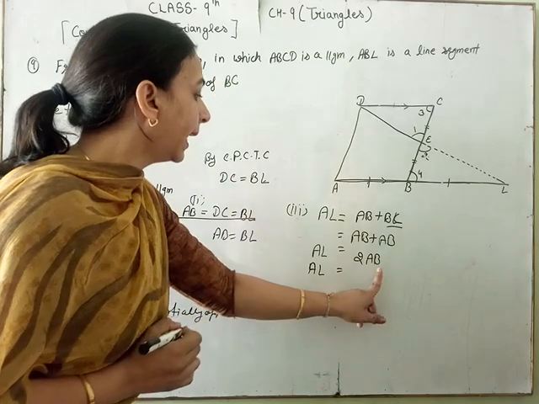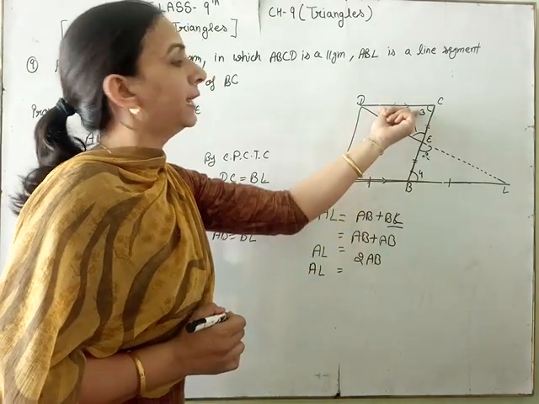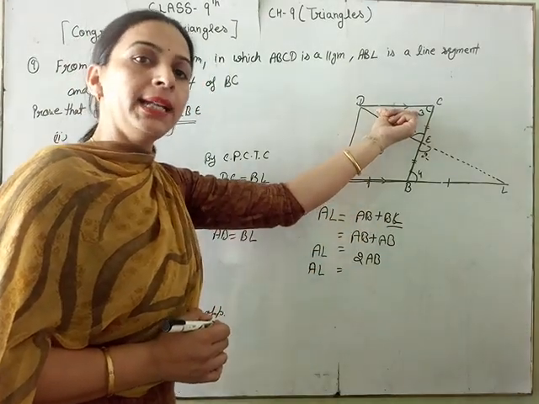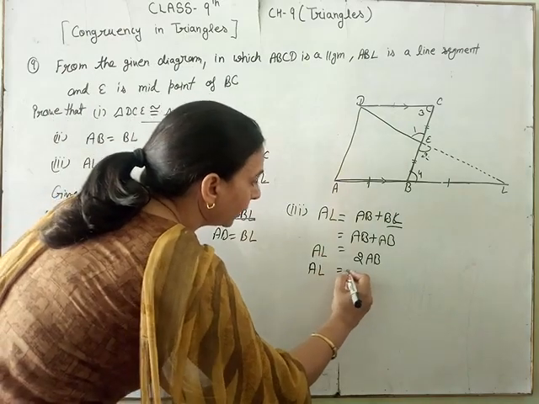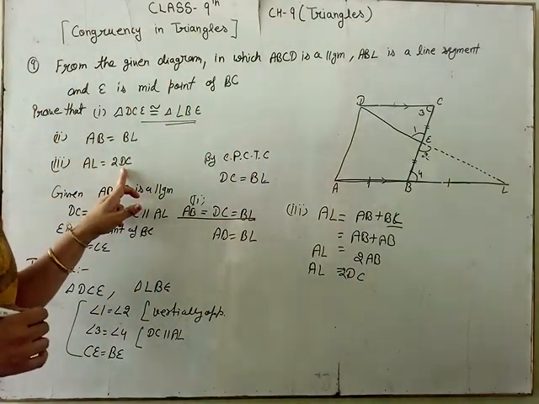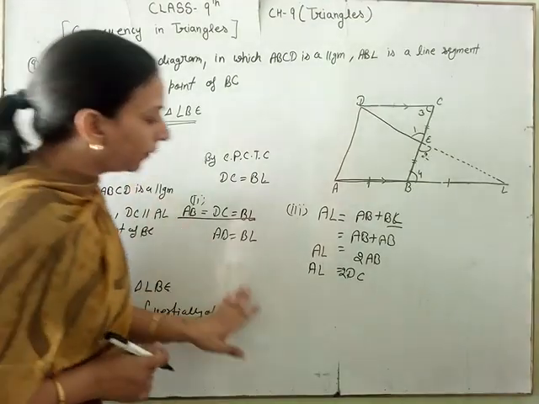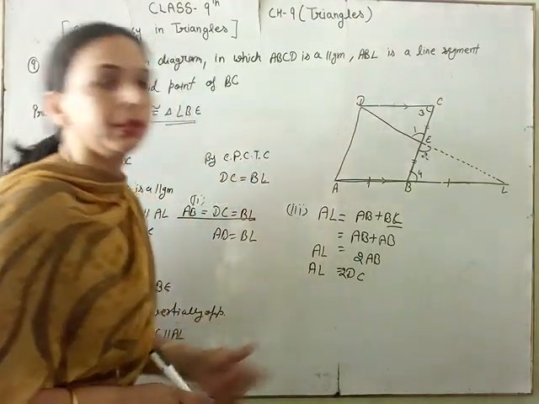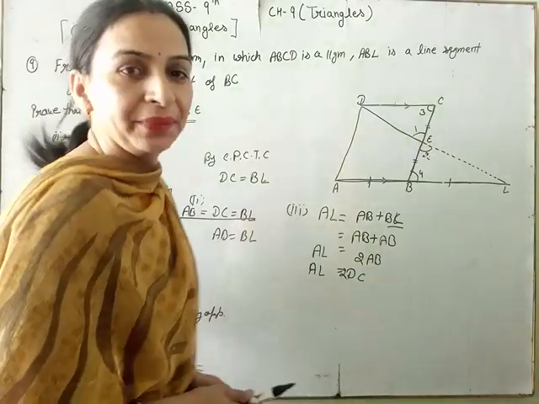But AB equals DC, because opposite sides of a parallelogram are equal. So this equals 2 times DC. Then for the third part, we have shown AL equals 2 times DC. Okay, next I will take the next question.